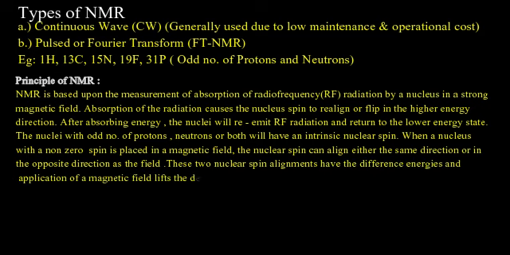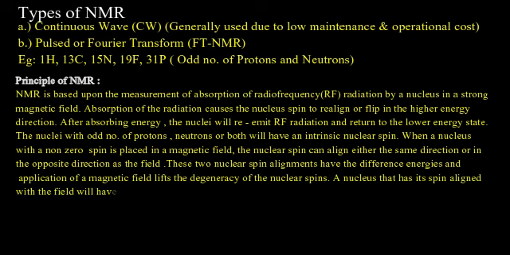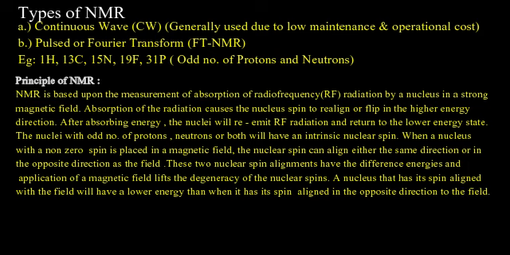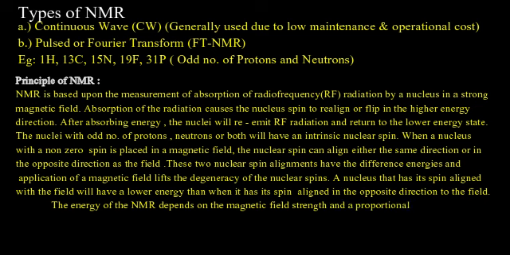These two nuclear spin alignments have different energies, and application of a magnetic field lifts the degeneracy of the nuclear spins. A nucleus that has its spin aligned with the field will have a lower energy than when it has its spin aligned in the opposite direction to the field. This will be clear in the figure above.